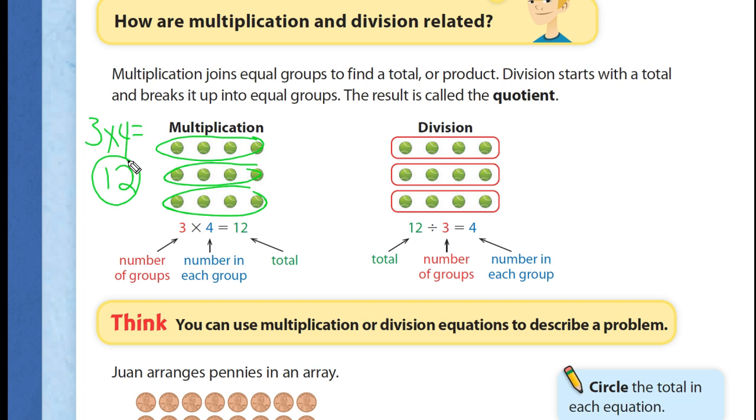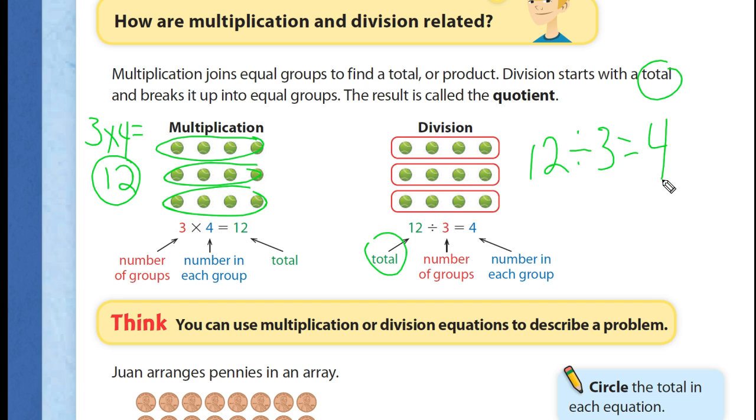Division, I already know the total though. Division starts with a total already. So how many tennis balls do I have as a total? What's the total, guys? 12. Yes, 12. Divided by, now how many groups do I have? 3 groups. And the answer in the division problem tells you how many in each group. So how many in each group do I have? 4.